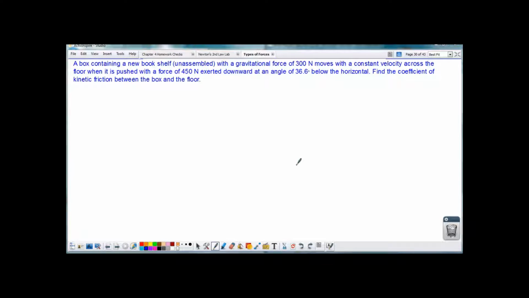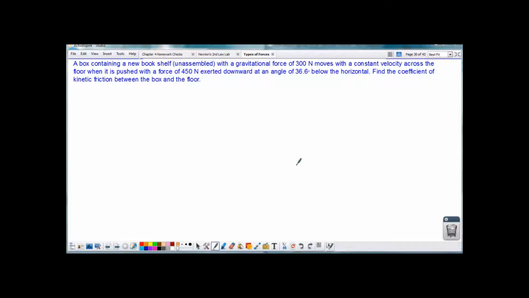A box containing a new bookshelf with a gravitational force of 300 newtons moves with a constant velocity across the floor when it is pushed with a force of 450 newtons exerted downward at an angle of 36.6 degrees below the horizontal. Find the coefficient of kinetic friction between the box and the floor.